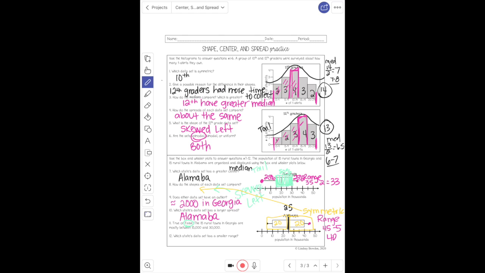And then which data set has the smaller range? Well, we already figured out that Georgia has the smaller range. So if we're talking about shape, shape is going to be symmetric, skewed left, skewed right. Center is going to be mean or median. And spread is going to be most of the time talking about your range. How spread out is your maximum versus your minimum.